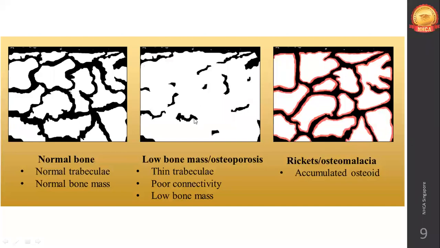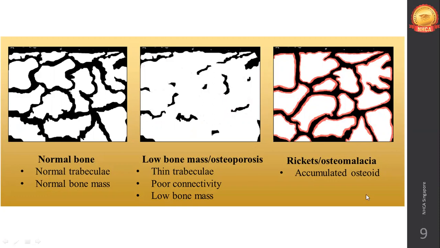So in osteoporosis, you can see the trabeculae, the mesh which is supposed to hold on to the blood vessels to provide nutrition and mineralization to the bones. It gets destroyed over a period of time. There is poor connectivity and there is very poor bone mass.